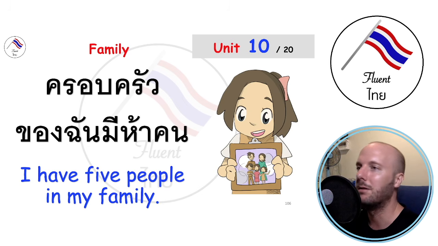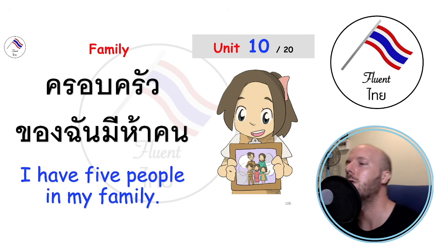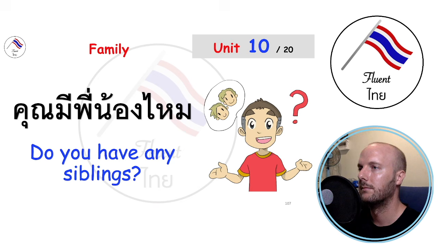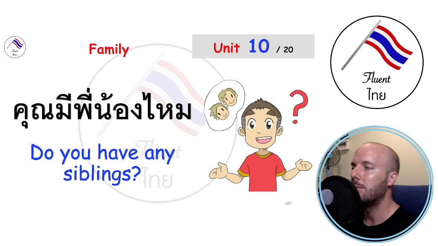I'm going to try to not bother saying it. ครอบครัวของฉันมี 5 คน. I have 5 people in my family: ครอบครัวของฉันมี 5 คน. Do you have any siblings? คุณมีพี่น้องไหมครับ. So again, I'm throwing in the ครับ there, whatever.